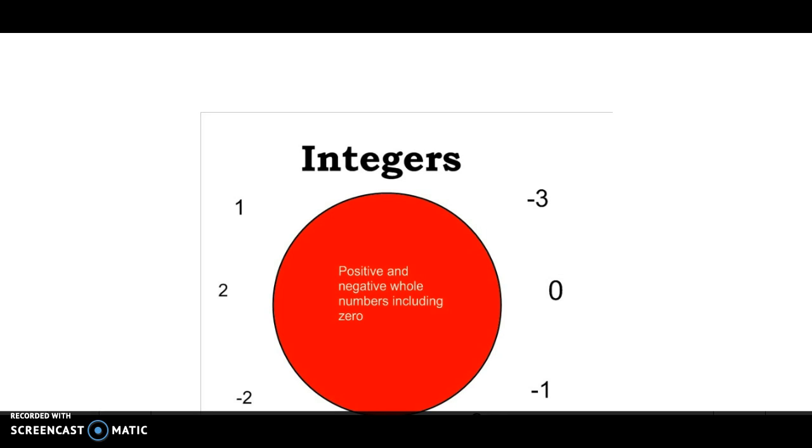Integers, notice that we're kind of adding to it every time. Integers are those positive and negative whole numbers. So now we included the negative numbers when we're talking about integers. Also, these include 0. We're just going to keep building.